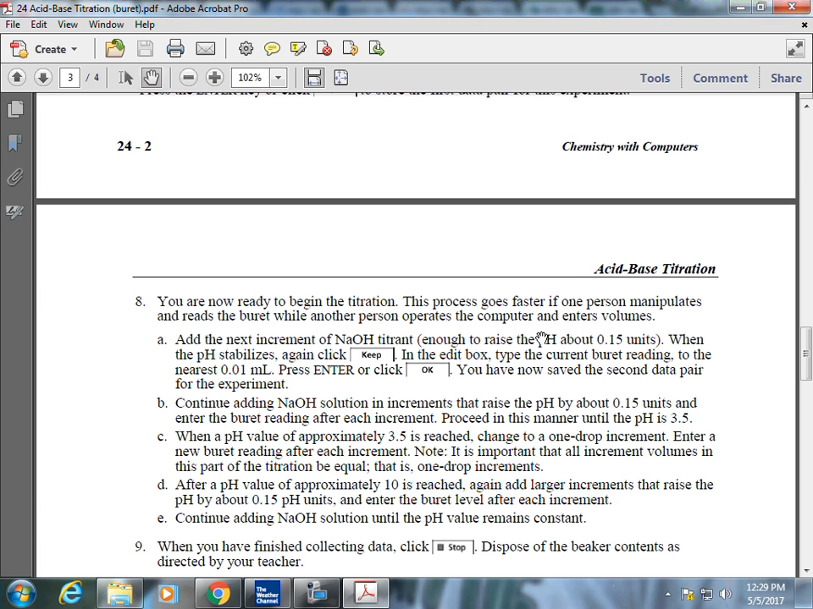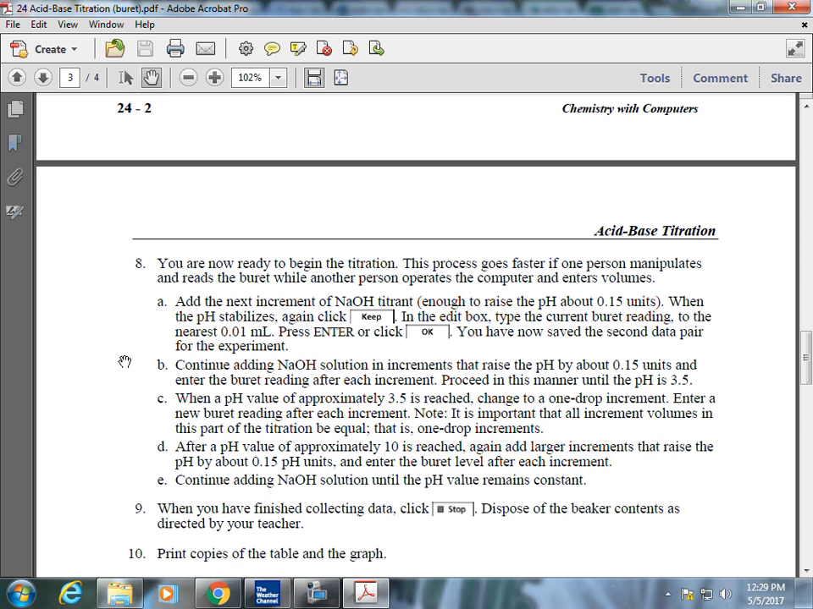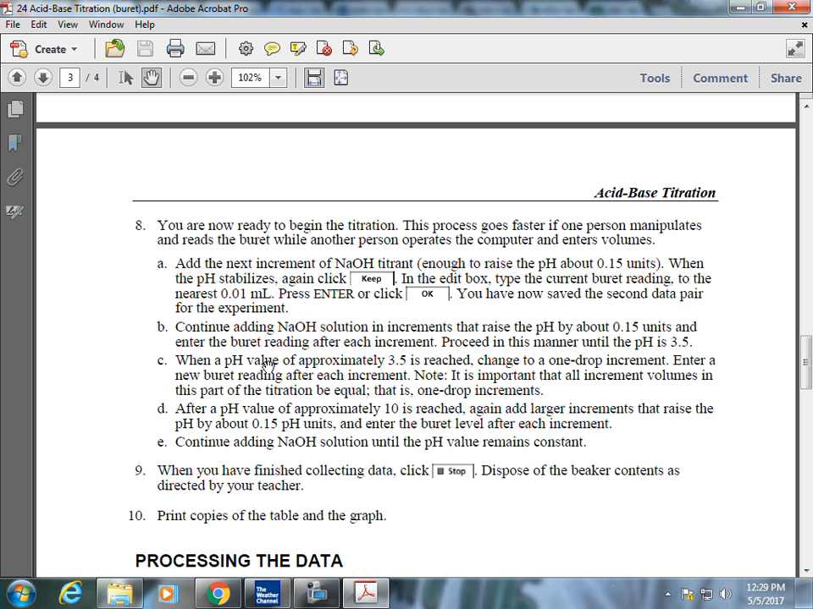You're going to add increments until the pH raises about 0.15 units, and then you follow the directions. Okay? The big thing is, okay, that when you get to a pH value of approximately 3.5, you need to add 1 drop at a time. So you need to be able to open that valve and close that valve to only get 1 drop. This isn't a very easy thing to do. So you need to watch that, be careful. Okay, I'm not going to say practice it because we're not going to be able to. But you need to be able to open that valve and to close it and get 1 drop.